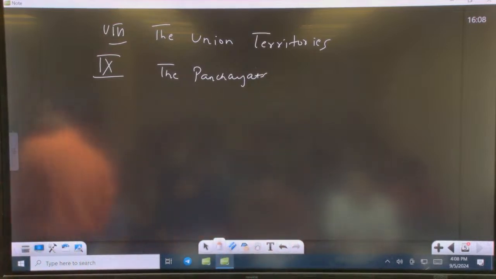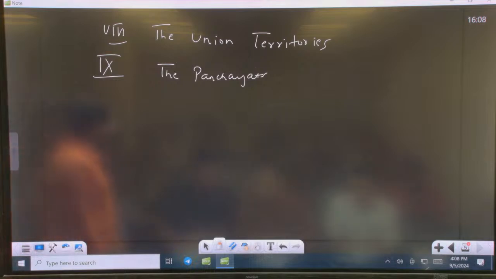Panchayats. This was also not in the original constitution. It was also added by suitable amendment. I'll make you write it down after the end of the chapter. Okay. Part 9 is panchayats.